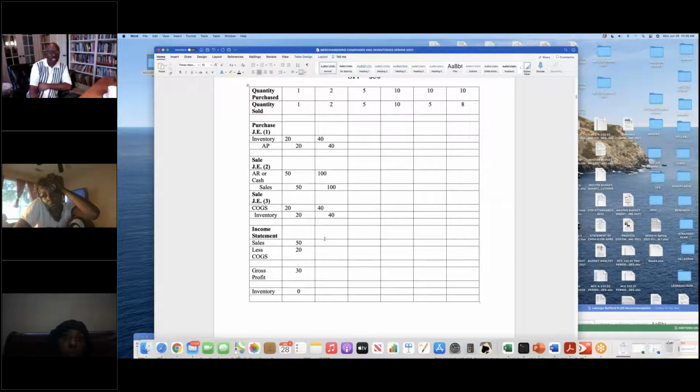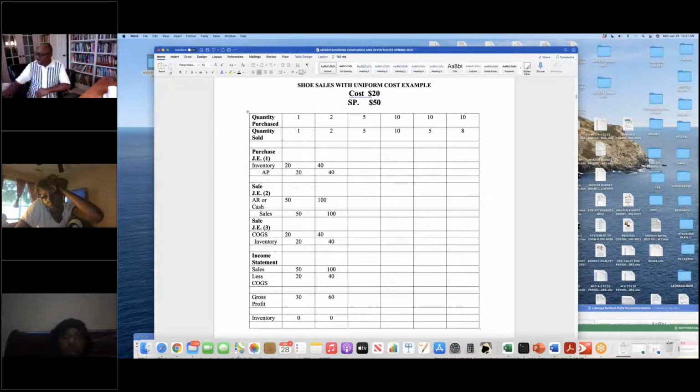What's our income statement looking like now? 100 for sales and 40 for less costs, and a gross profit of 60. No inventory left.